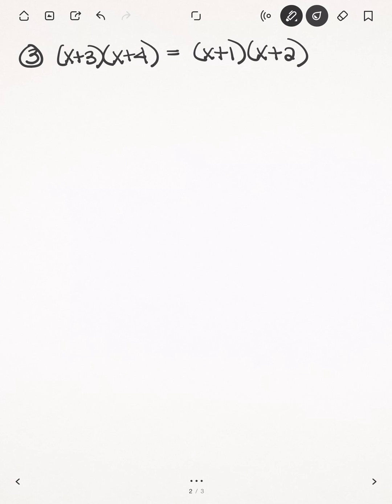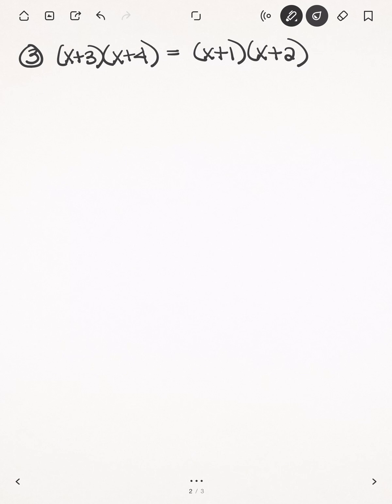Okay, now I will go ahead and work it. All right, so we're going to distribute. X times x is x squared. X times a positive 4 is a positive 4x. Start all over again with this positive 3. Distribute the positive 3. I get positive 3x. Positive 3 times positive 4 is positive 12.